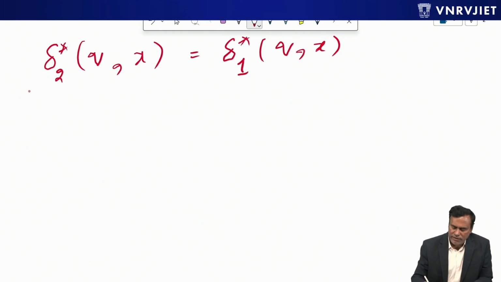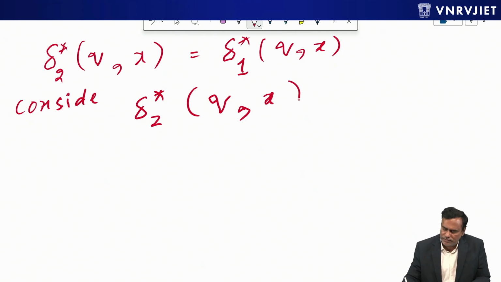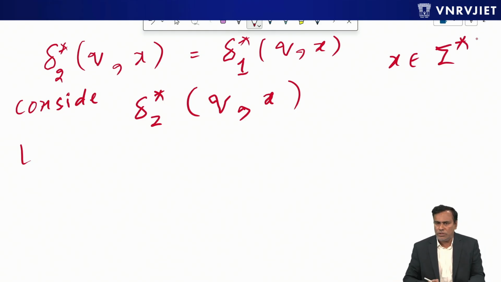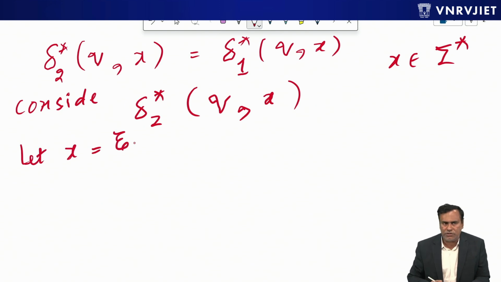So consider the left hand side part, delta 2 star of Q X. Here let X belong to sigma star. Sigma star means zero or more symbols from the alphabet. So if I take zero symbols, that is epsilon. Therefore, let X is equal to epsilon.